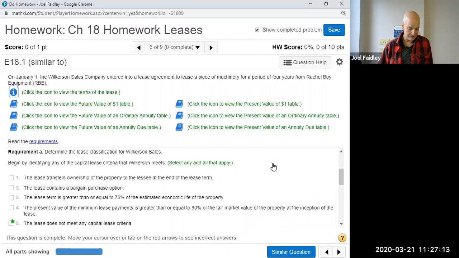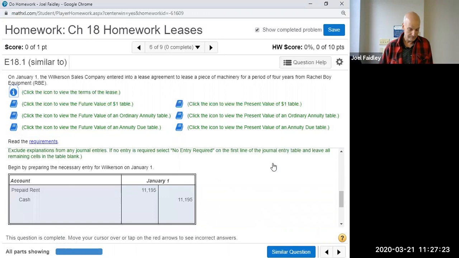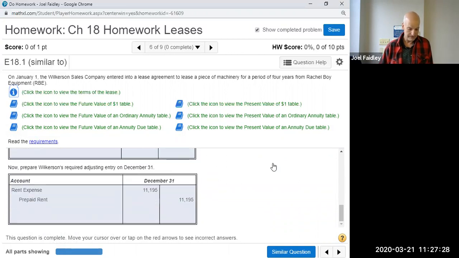All right, so going down the four steps, all of those were no. So not a capital lease. Prepaid rent and cash. End of the year, take it out of prepaid rent, put it to rent expense.